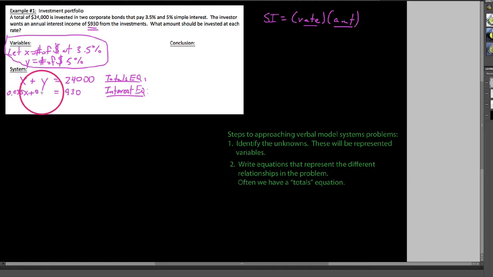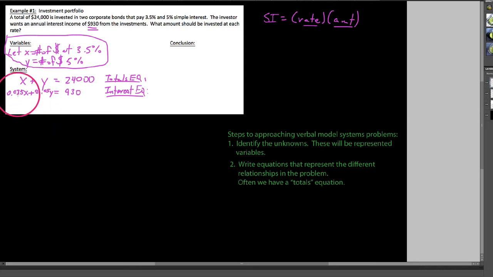And then I could find 5% of what I invest at y. If I were to add the interest from the first account to the interest of the second account, I would have the interest overall. And so I'm confident that this is our system here because I don't see any other variable relationships up here, but also because I have only two unknowns, I likely had two equations. So looking at this here, we're just going to go ahead and solve it.